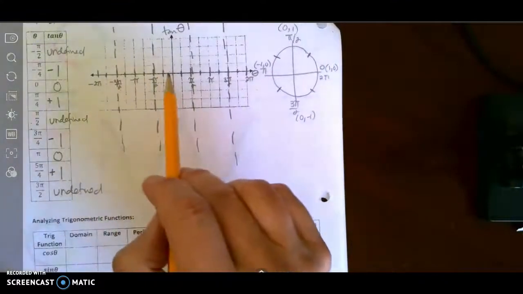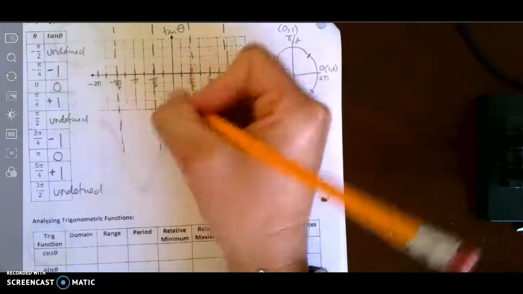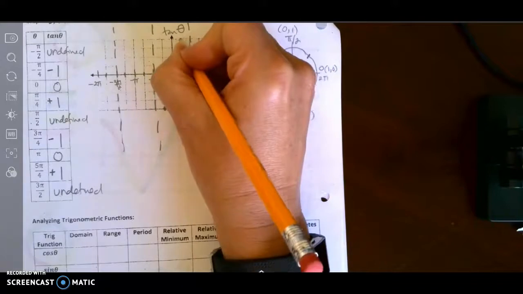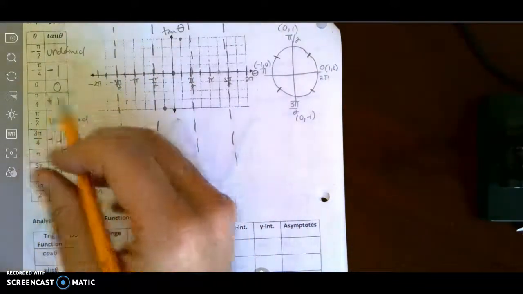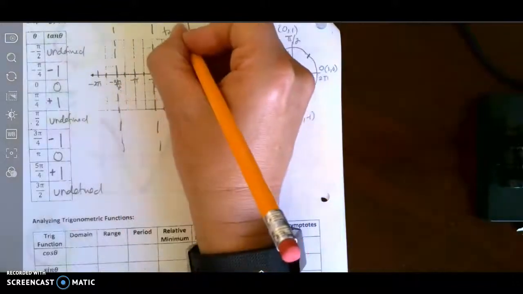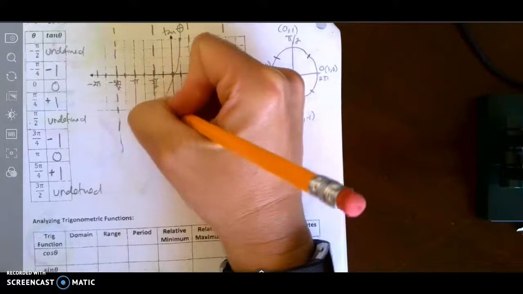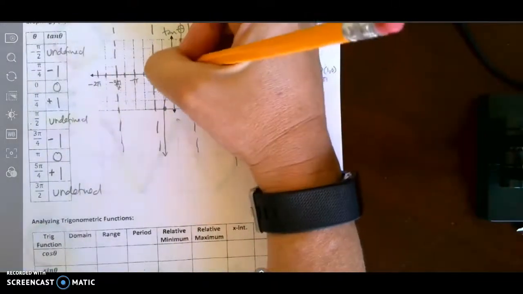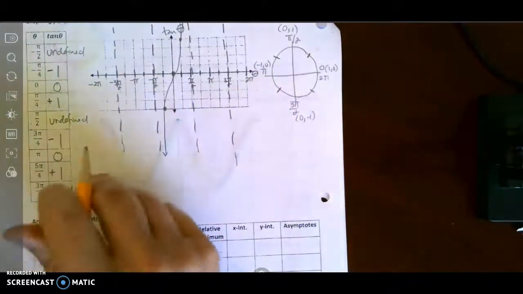At negative pi over 4, I'm at negative 1, which is right here. At 0, I'm at 0, and at pi over 4, I'm at positive 1. And then if I was to connect those, I am going to have a curve, and it looks like this. And notice my curve is going to get closer and closer to that asymptote. Same thing here, it's going to get closer and closer to that asymptote.